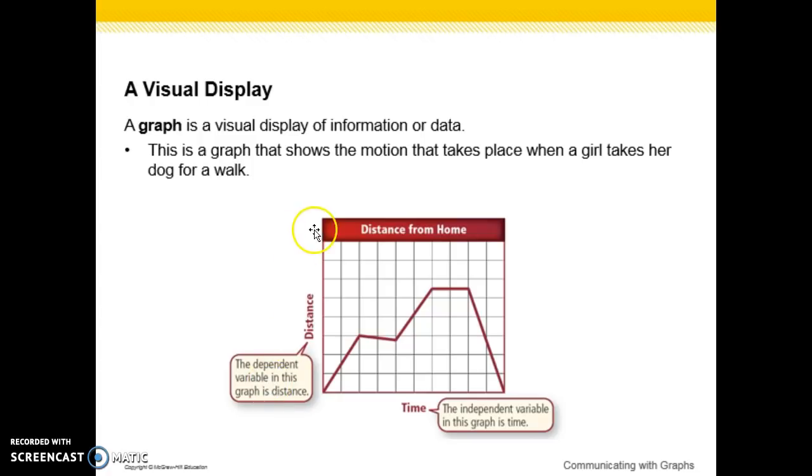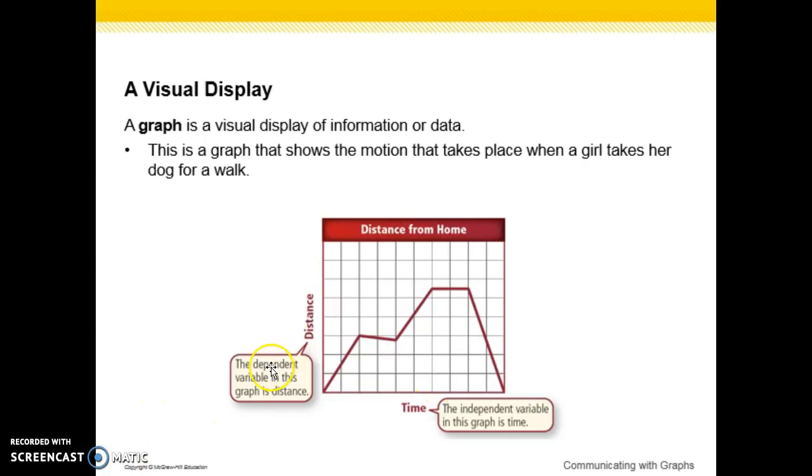Notice, and please draw the graph. You'll just draw a box. You don't have to take time making all the lines. First of all, you need a title, and this title says distance from home. On this side, we have written distance, and at the bottom, we have written time. Take a moment to do that.